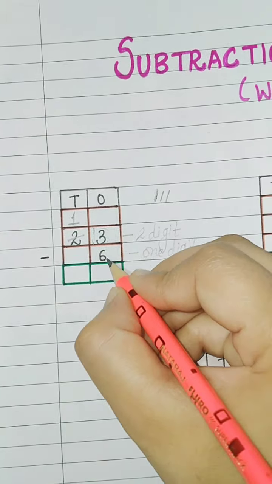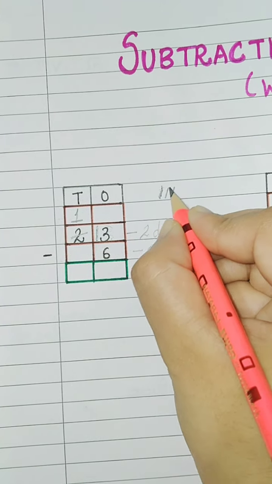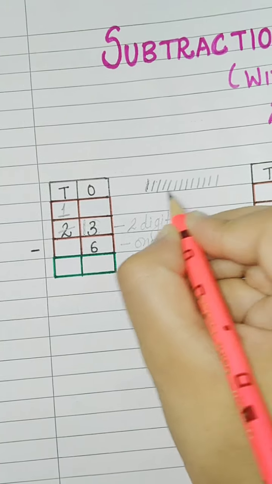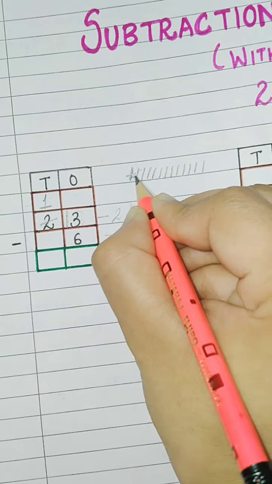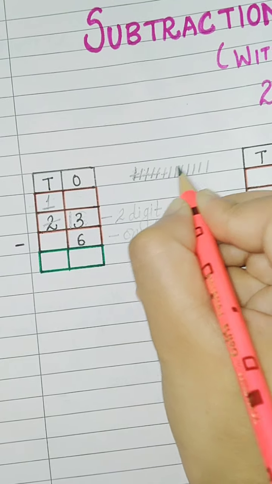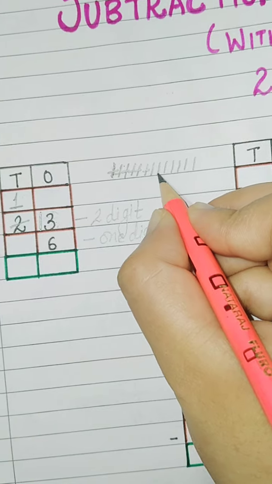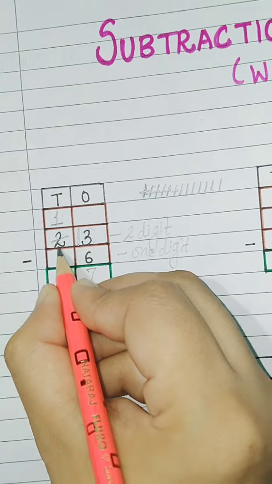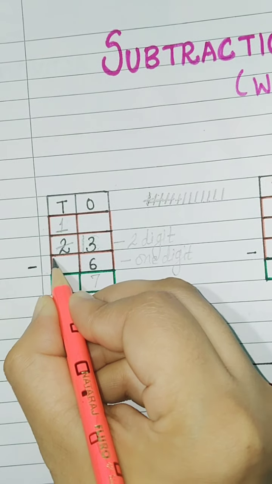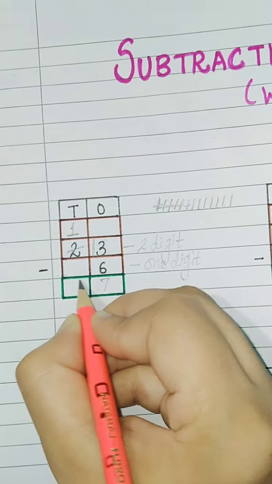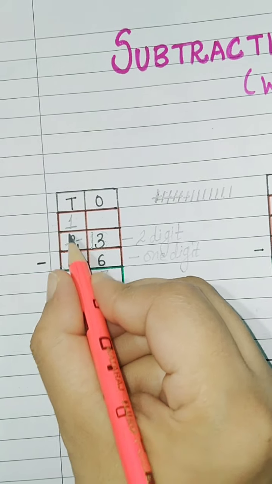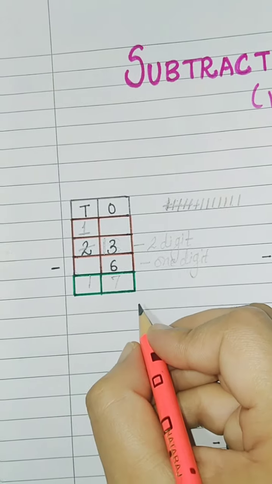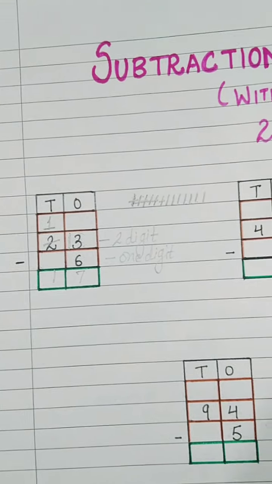Now you have to subtract 6 from 13. Count 1 2 3 4 5 6 7 8 9 10 11 12 13. Subtract 6 from that: 1 2 3 4 5 6. How many are left now? 1 2 3 4 5 6 7. So 7. And now here you cannot see any number, so you write what is left here only, 1. So it is 17. This 17 is your answer. Understood? So let's take another example.